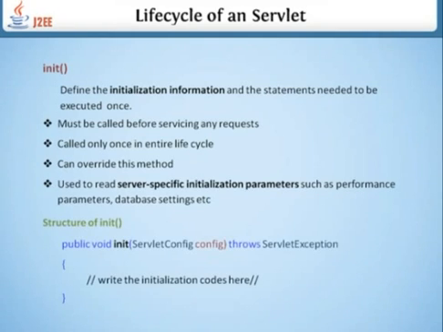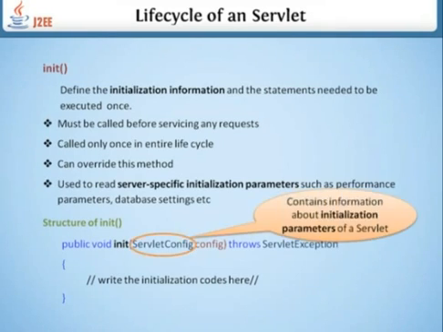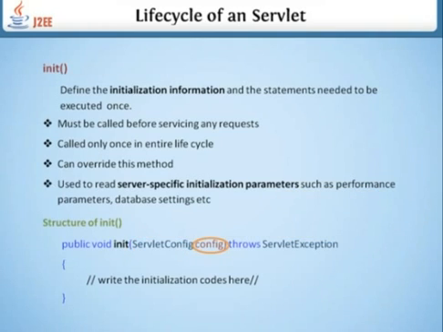This is the sample code of the structure of the init method. public void init, with ServletConfig as the parameter. The information about initialization parameters is stored in ServletConfig. It's a config object. It throws ServletException.